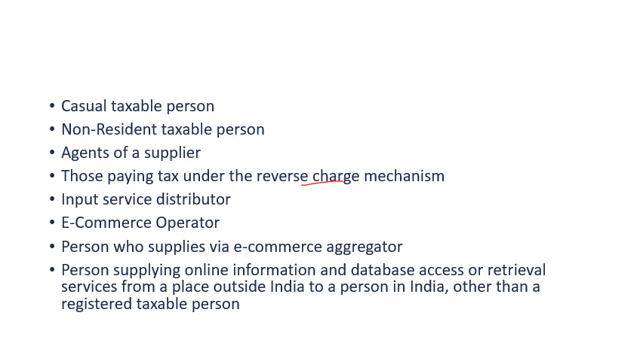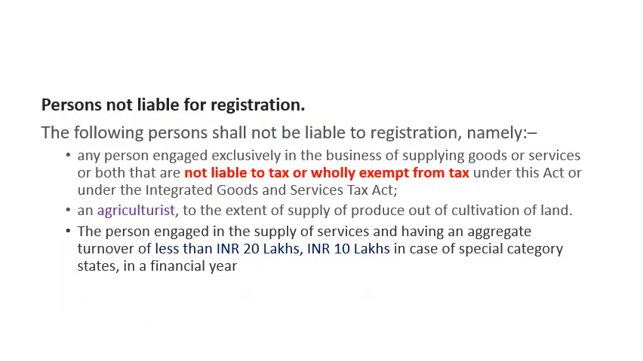Then next, a person supplying online information and database access or retrieval services from a place outside India to a person in India other than a registered taxable person. So compulsory registration. The next comes persons not liable for registration, who do not need compulsory registration. So the following persons shall not be liable for registration. For example, any person engaged exclusively in the business of supplying goods or services or both that are not liable to tax. Which particular goods have no tax?